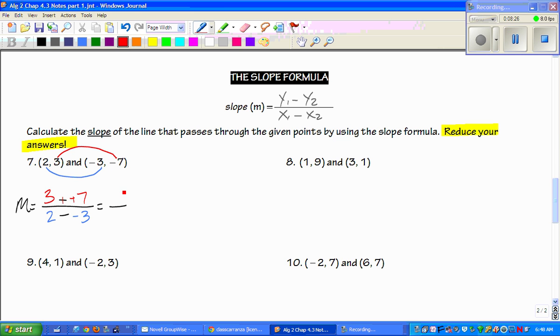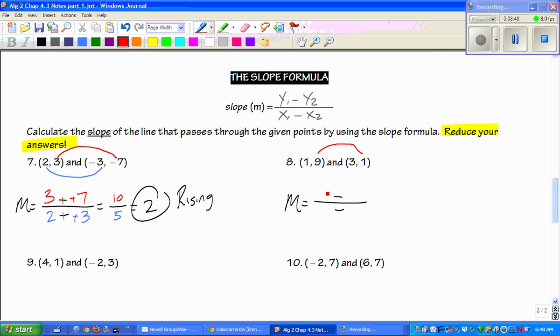Here we get 3 plus 7 is 10. On the bottom, same thing, 5. Always reduce, 10 divided by 5 is 2. Now this is a positive slope, so it means that we are rising. That wasn't too bad, was it?